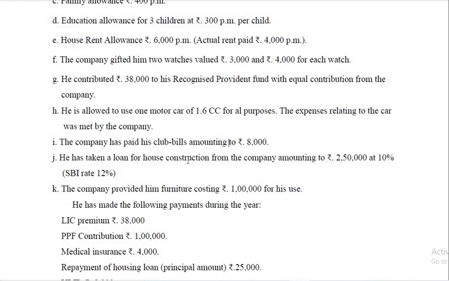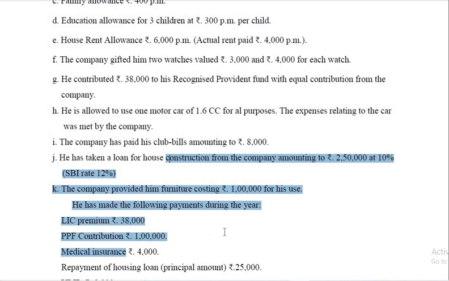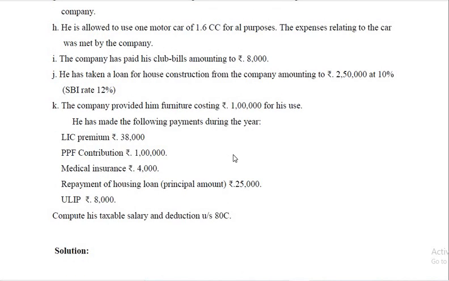He has taken a loan for house construction from the company amounting to rupees 2,50,000 at 10%. The SBI rate is 12%. The loan advanced by the company is at 10%, that means the concession is 2%. Here the interest amount is not given. Therefore, you have to calculate on the loan amount. We have to assume that the loan is advanced at the beginning of the year. So 2,50,000 into 2 by 100. That way you have to calculate the interest. And the next, the company provided him furniture costing 1 lakh for his use. So 10% of cost of furniture is to be taken as perquisite value.